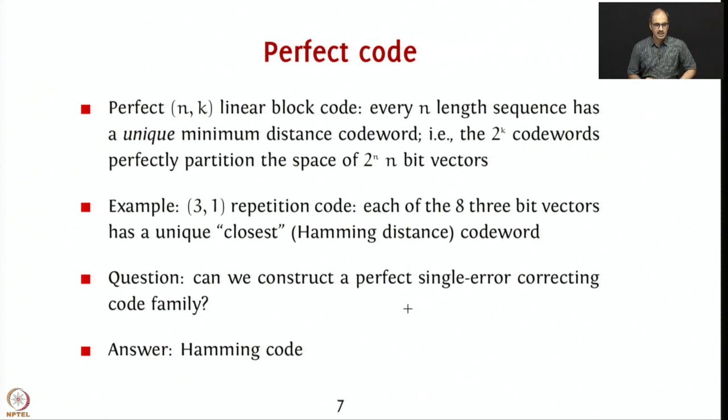The question is, can we construct a family of perfect single error correcting codes? There's a specific family of perfect single error correcting codes that we're going to look at, and that's called the Hamming code. The Hamming code was among the first popular error control codes, and it led to several other modern constructions, but it is very unique and easy to understand, and that's why we will discuss the Hamming code in some detail today.